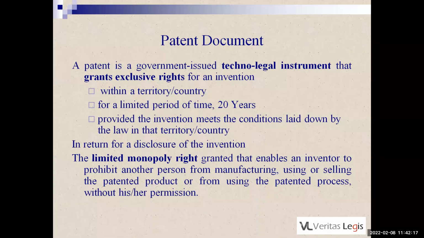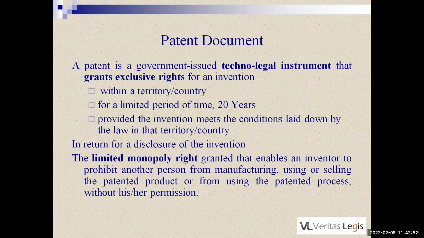Now, what exactly are we talking about with a patent? What is a patent actually? It is a techno-legal document. Why do we say it is a techno-legal document? Techno means technical information, and legal means legally bound. So that's why we say it is a government-issued techno-legal document. We give the technical disclosure, and the government gives the legal instrument that grants us an exclusive right for an invention, basically for a limited period of time.